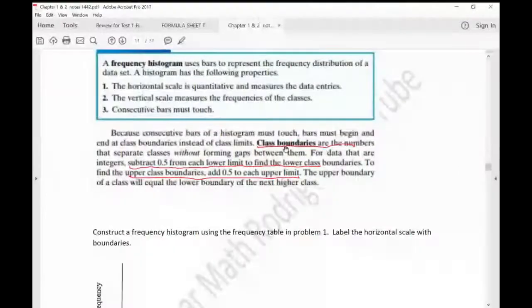Okay, so right here, these are my notes, guys. These are chapter 2, and it says right here, class boundaries, subtract 0.5 from each of the lower limits to find the lower class. And to find the upper class boundaries, add 0.5 to each of the upper limits. So that's where I came up with that 0.5, right? And it says, look, the upper boundary of a class will equal the lower boundary of the next higher class. So that's why those numbers were overlapping, right?